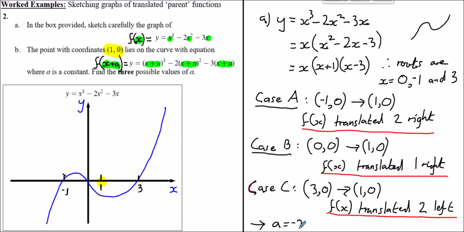So one option is that a may have been minus 2. If a were minus 2, we'd add 2 to the x coordinates, and minus 1 would move to positive 1. Another option, if we wanted to move 1 right, if the origin moves to 1, if we wanted to move it positive 1 units, a would have to be negative 1. Or the final option, if we're moving 2 to the left, if we want to subtract 2 from the x coordinate to go from 3 to 1, a would have to be positive 2. So these are the 3 different options for a. Either a is minus 2, minus 1, or positive 2. And that is question 2 sorted.